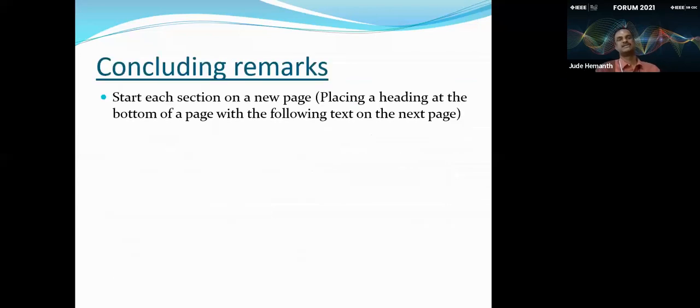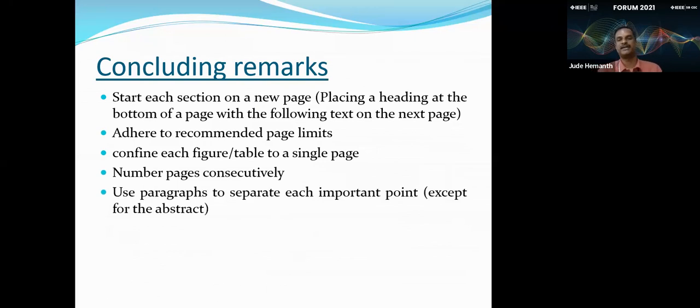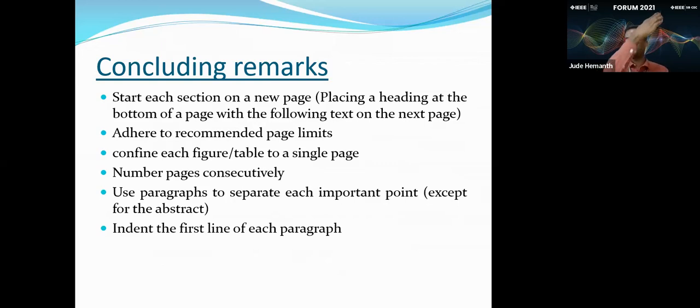Concluding remarks: start each section on a new page, right? Don't have some contents on one and another. That may be okay, but try to make sure that if possible, you can have a complete section on a new page. Adhere to the limits, confine each figure or table to a single page, not half in one, half in another. Number pages, but again, it is optional. Use paragraphs to separate each important point, right? One paragraph should be homogeneous, as I told you earlier. Indent the first line of each paragraph. Don't start from the first leftmost part of the page. Just give one indent. That will make the paper look good.